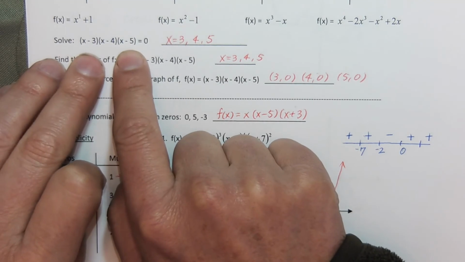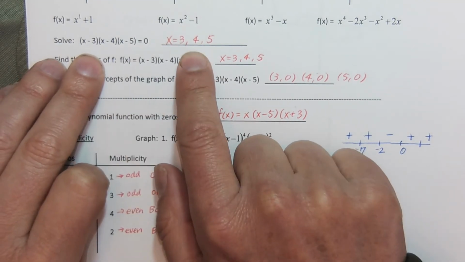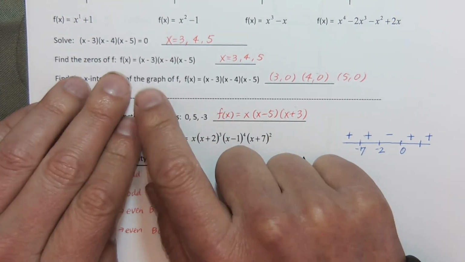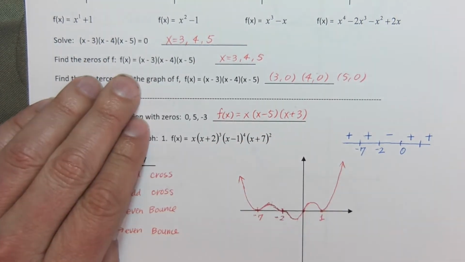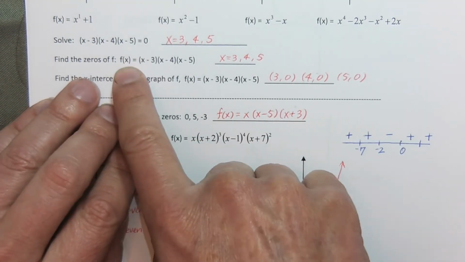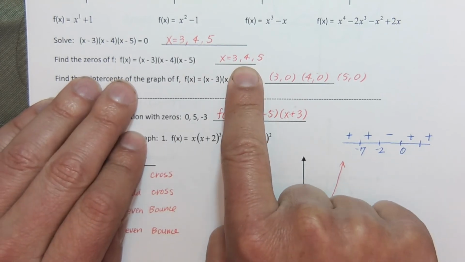If we set this equation equal to 0, we solve it and we get x equals 3, 4 and 5 make that 0. If we want the zeros, and we're going to use this expression, the zeros mean where does y equal 0. So f of x basically is equal to 0 here. We get the same answers.